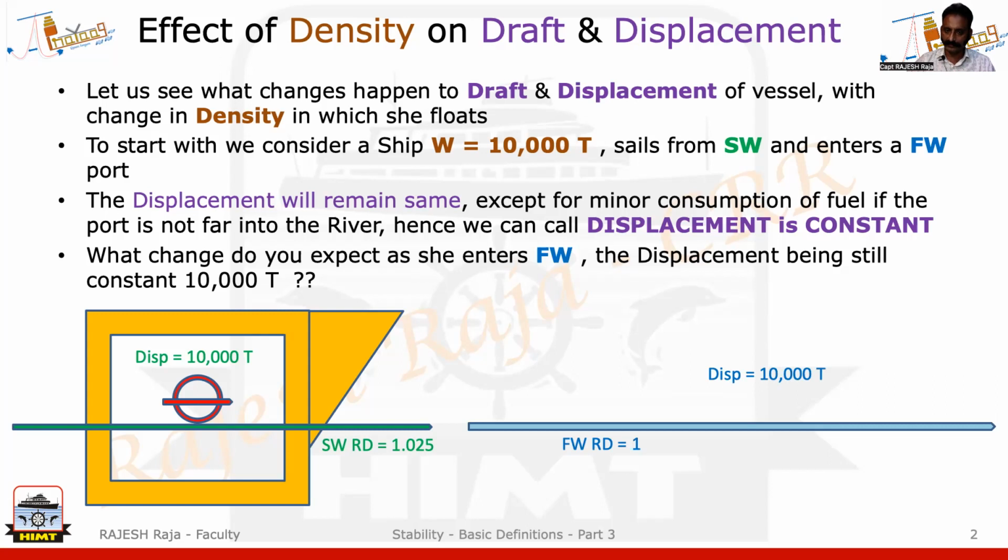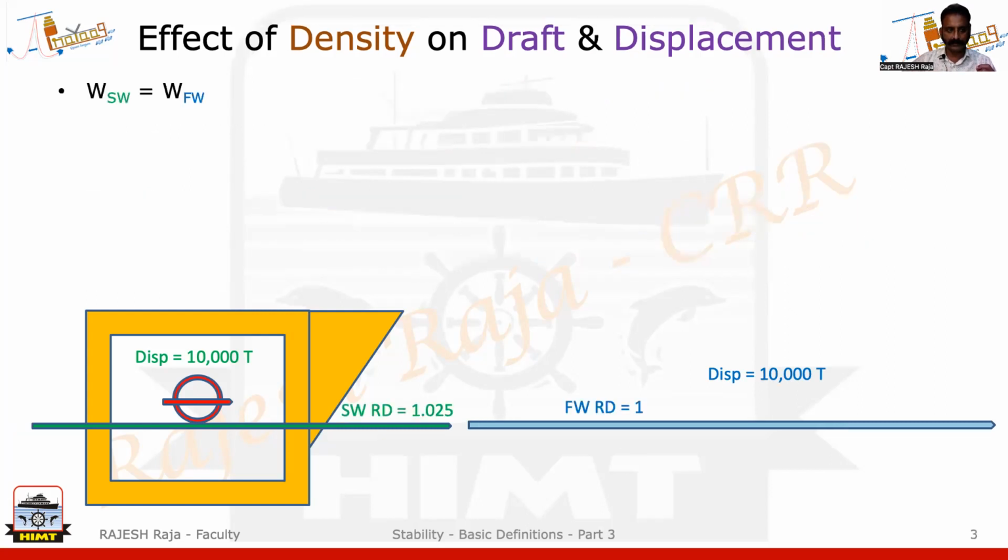So this is the condition right now. I have a ship of 10,000 tons just outside the river mouth. I am in seawater. I am entering the freshwater port. What do you expect out of this movement? Now, for you to understand, I'm going to give you the condition. The displacement W of seawater is equal to W of the freshwater. This we have already considered.